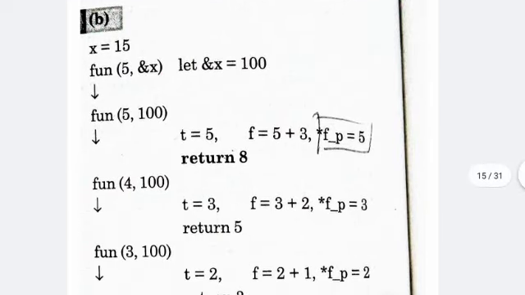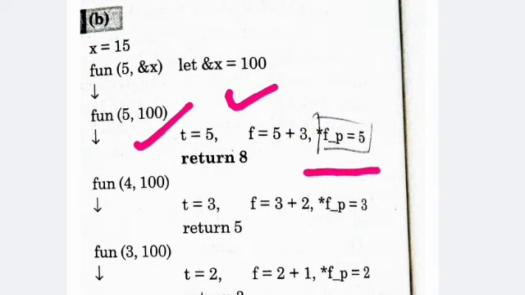Here when we put x equal to 15, we get here function f of 5, 100. Now t is going to be 5 and f is going to be f of 5 plus 3, and here pointer p is also going to be 5. Now we get here f is returning 8. Okay, now after coming to this function call, we get here t function is returning you 5.